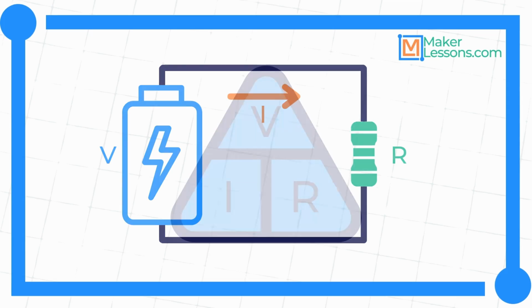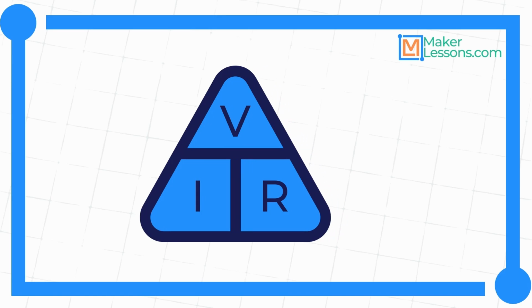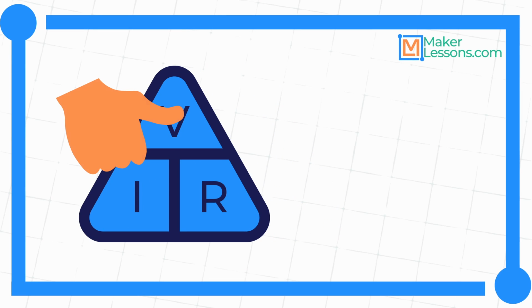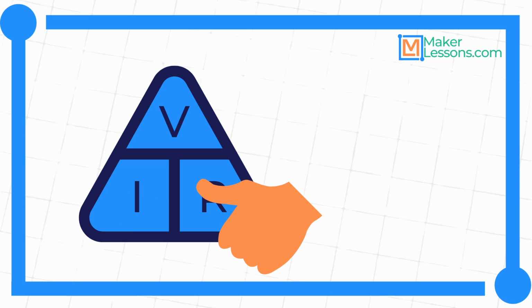Lastly, to wrap up this video, here's a tip for calculating Ohm's Law. If you can remember the Ohm's Law triangle and draw it on a piece of paper, the rest is easy. Covering the unknown in the Ohm's Law triangle gives the formula in terms of the remaining values.